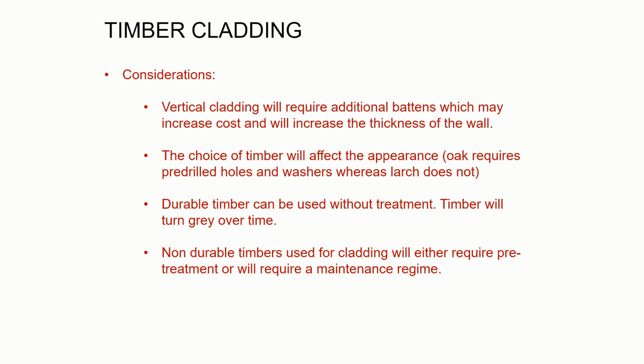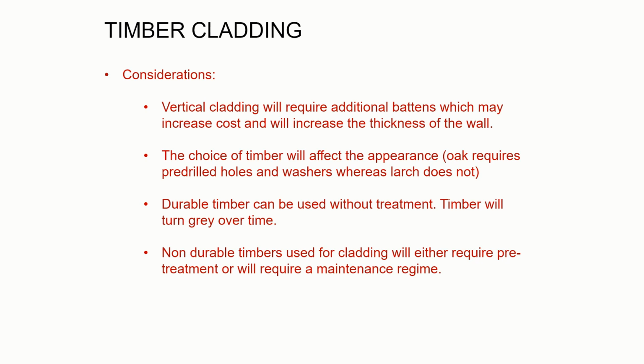So if we have vertical cladding, we need battens which support it horizontally so that we can fix each board to it, and battens that run vertically to make sure that there's a space. So there's an additional cost and thickness of the wall for vertical cladding.